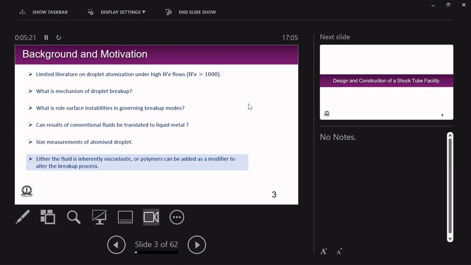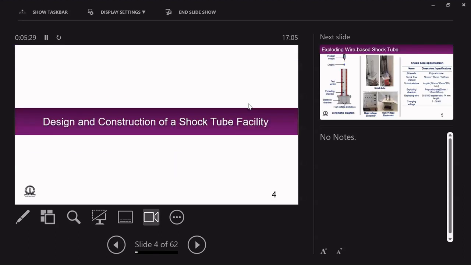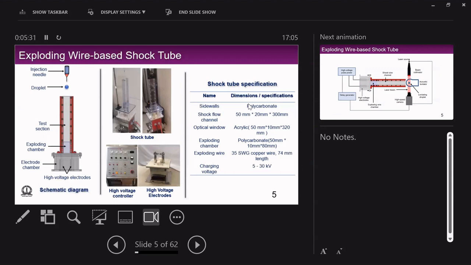All right. So we are going to say that the fluid may be viscoelastic or polymers, it can be water, it can be liquid metal. We'll try to see if there is some underlying mechanism for the same. So for this, we use a shock tube. And this is not the shock tube that you will see in the aerospace department. This is a shock tube about this size, about half of my height, and I'm not tall.